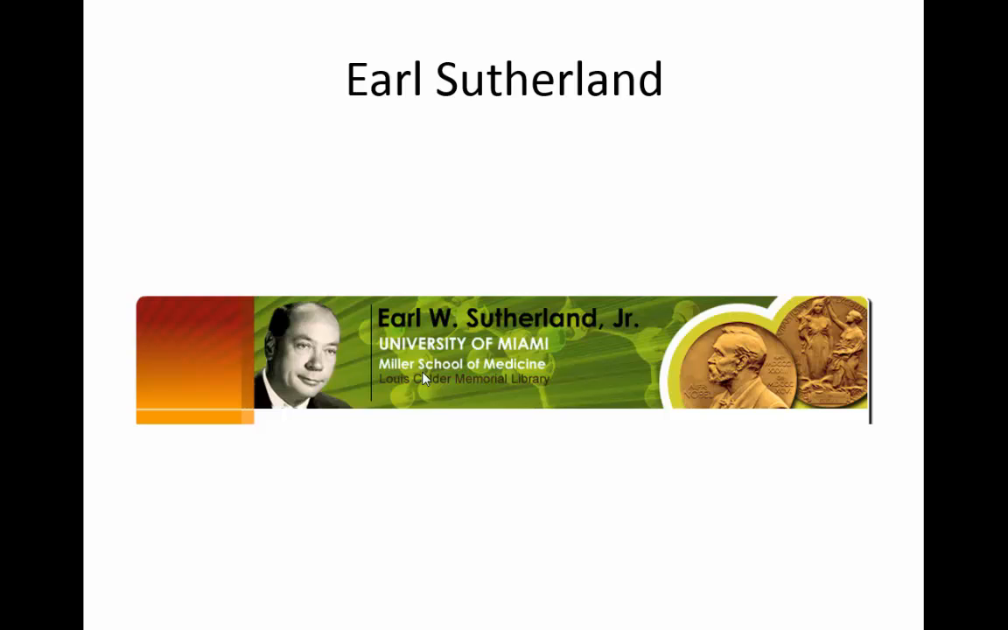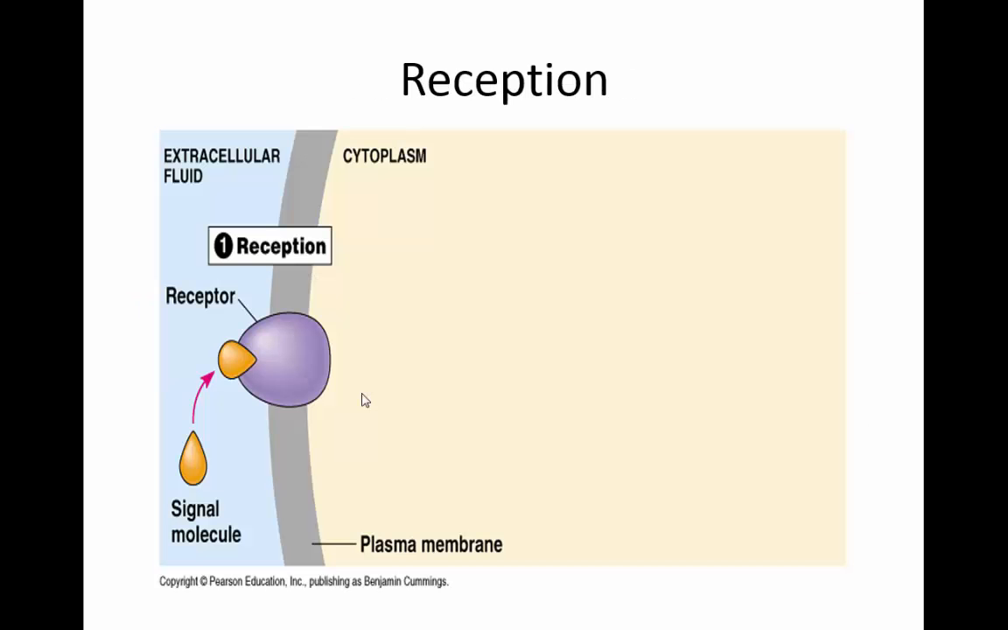Earl Sutherland, as you can see in this picture right here, won the Nobel Prize in 1971 for this discovery, and he worked at Vanderbilt University. And what he found is there's three main parts to the pathway. The reception is the first one, and this is where, now remember we said that there were proteins embedded within the cell membrane. So here's the inside cytoplasm and the extracellular fluid on the outside of this cell membrane.